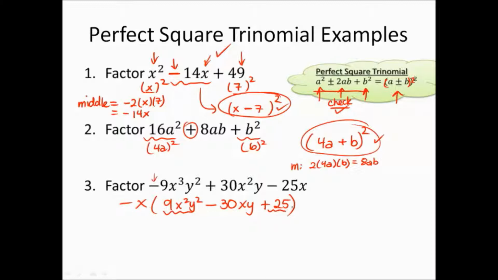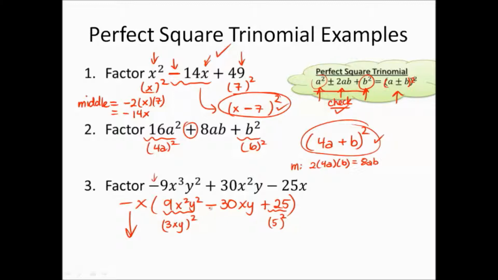Okay, so let's try this. Is the first term and the last term a perfect square? Yes, they are. So this guy has to stay. The first term, to make that a square, you'd have to have 3xy. 3xy times 3xy gives you 9x squared y squared. And the last term would have to be 5 squared. Notice this is a higher level question, so it is a little more difficult. But see if you can follow the format and finish it off.